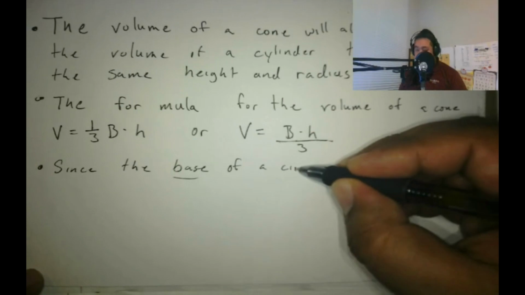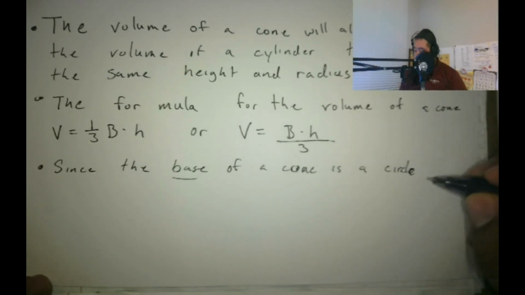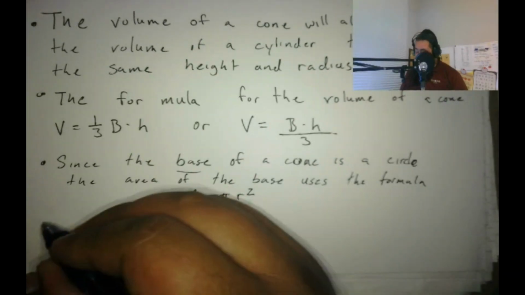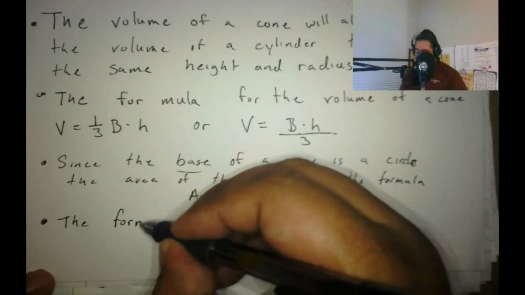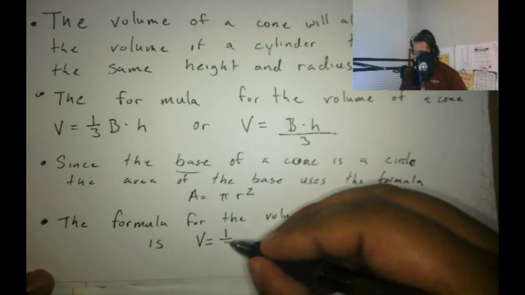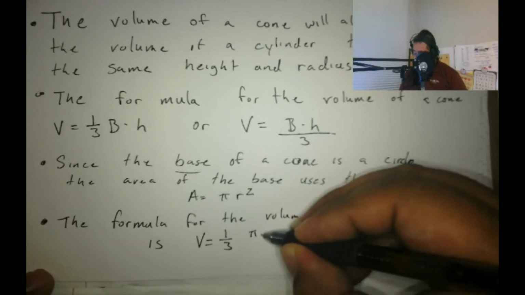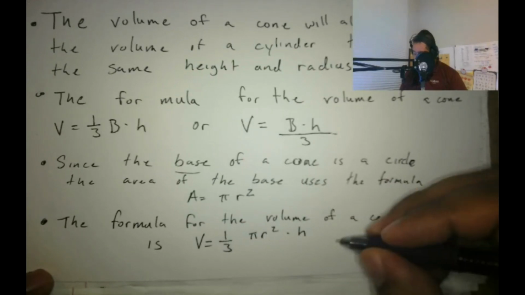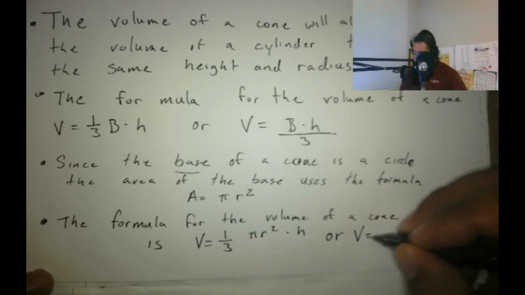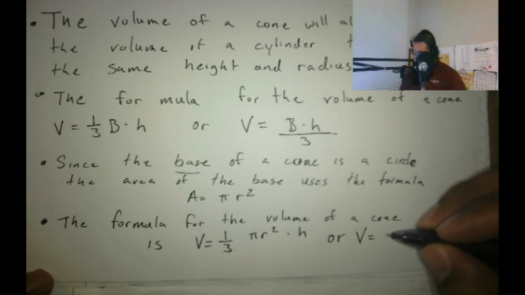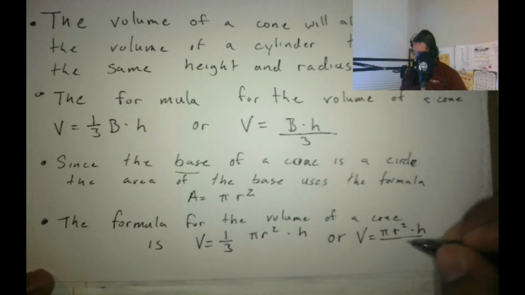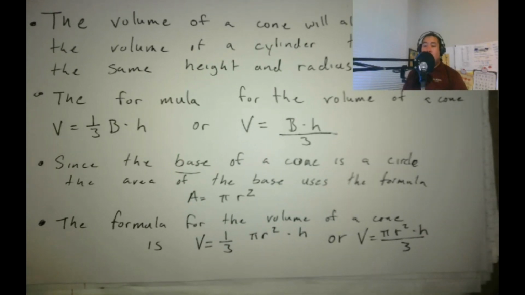Now, since the base of a cone is a circle, the area of the base uses the formula A equals pi r squared. The formula for the volume of a cone can now be rewritten as the volume equals 1/3 pi r squared times h. Or we can do it another way and find the volume using volume equals pi r squared times the height, and all of that divided by 3.